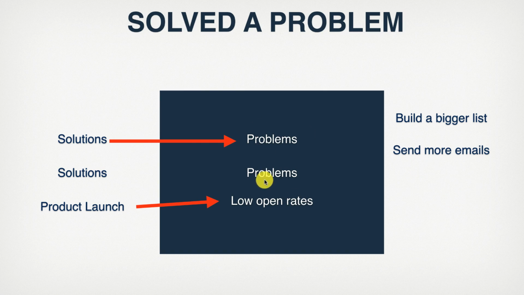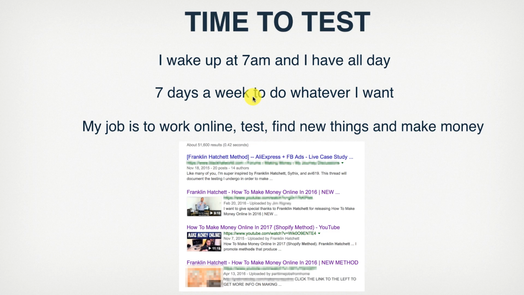So what I'll do is I write my problems, and my problem for this one was low open rates. We've had low open rates. We've gone through that process. It sucked. We hated it. So we solved our own problem. We wrote down build a bigger list. Well, we didn't really want to build a bigger list because we figured, well, why? We don't need to. We just need to get our open rates up. Send more emails? We don't need to. And at that point, we didn't know that product launches were going to work. So we wrote product launch down, we linked it to our low open rates, and we tried it. And the thing is, I have time to test.